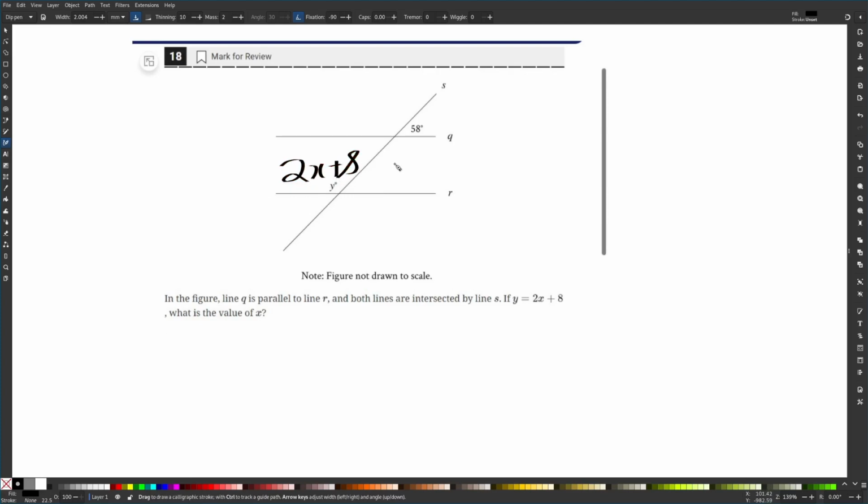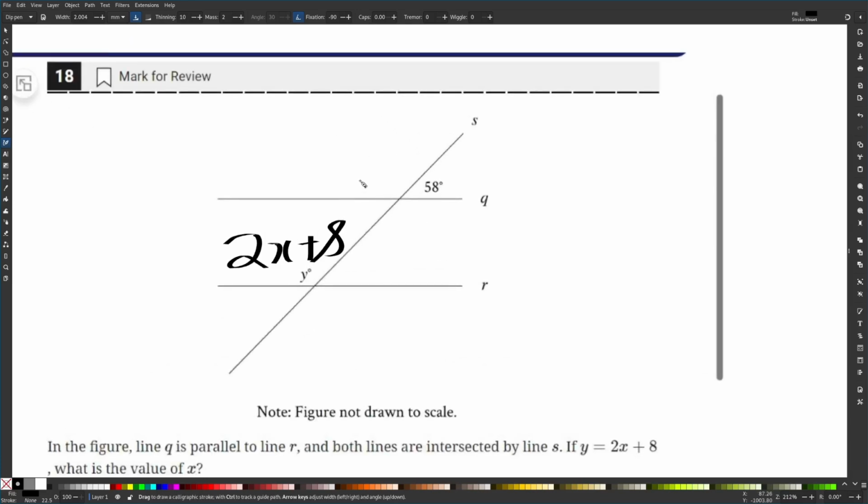And whenever we have weird diagrams like this, I would try to just use your vision and see which angles look the same, because if they look the same, they probably are. And what we can tell right away is this 58 and this angle. These are called corresponding angles. If you don't believe it, we could do a little triangle here to verify the angles are the same.